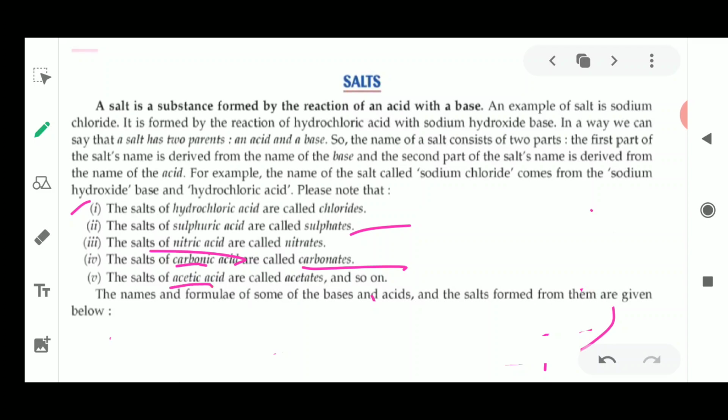Then acetic acid will always give acetate, and so on. So please remember the suffix which is added to the name of the salt: sodium chloride when hydrochloric acid is used. When sulfuric acid is used, it is known as sulfates, okay. So these were about salts.